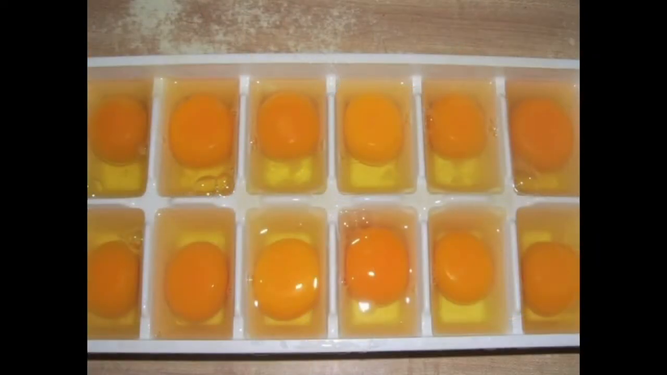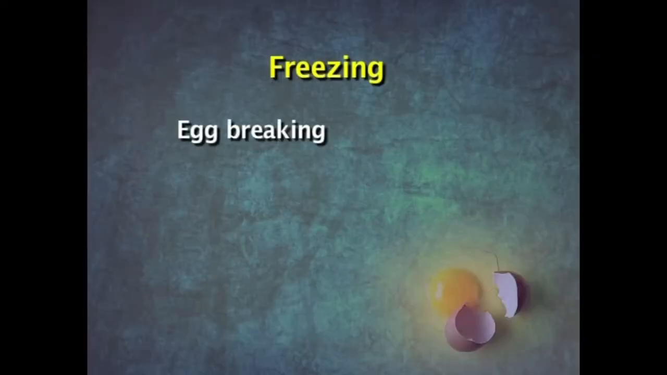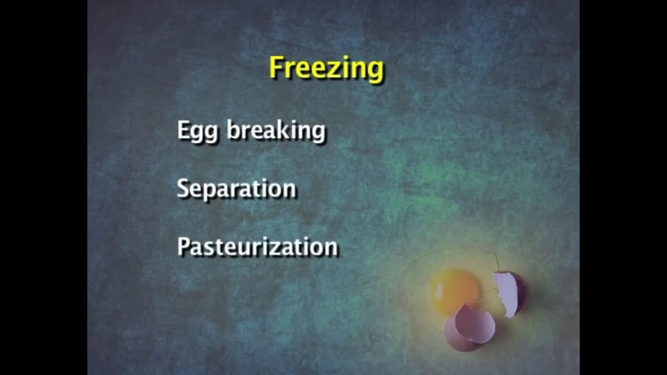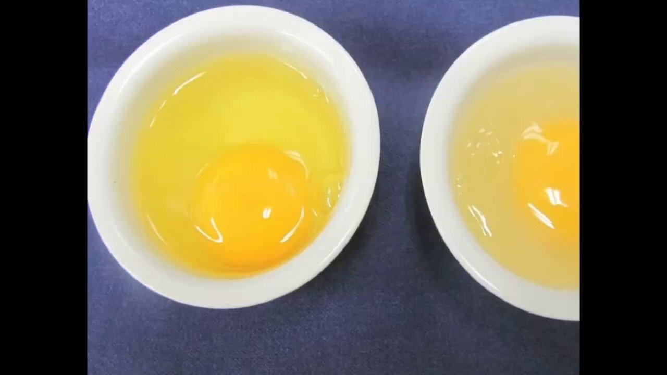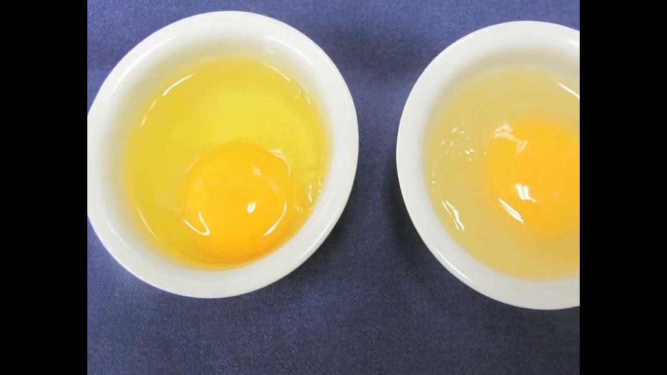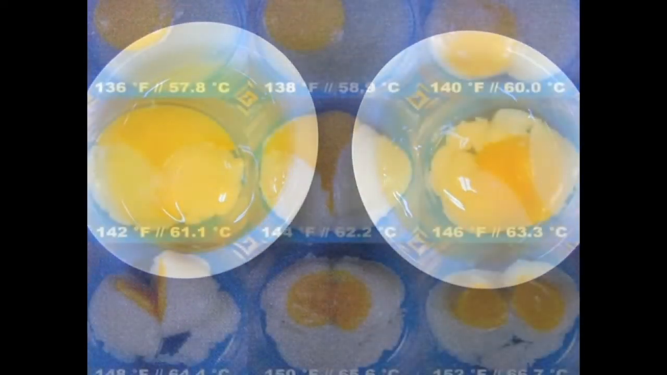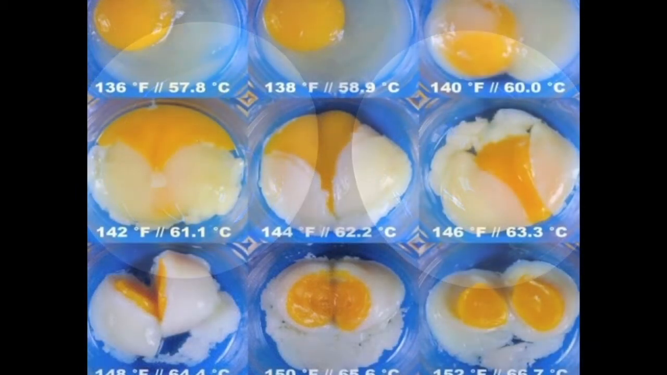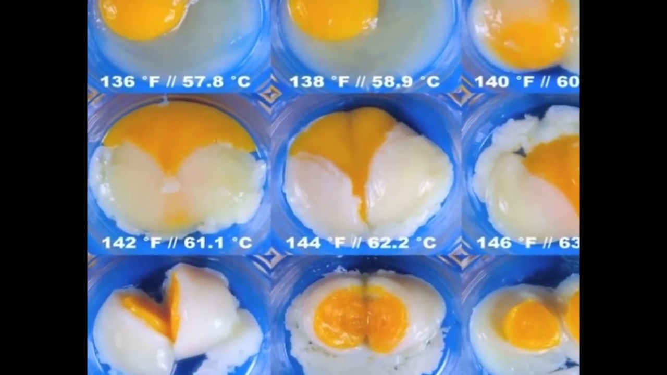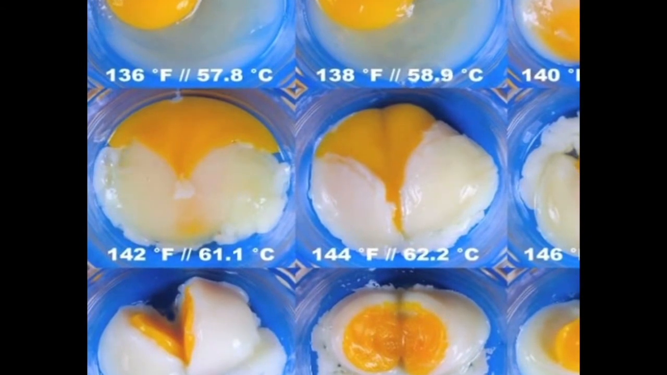So the steps involved in freezing are egg breaking, separation, pasteurization, and then freezing. When the egg is pasteurized, that is heated at 60 to 62 degrees centigrade for 3.5 minutes, all the salmonella organisms are destroyed. So it can be safely stored for a very long period of time.